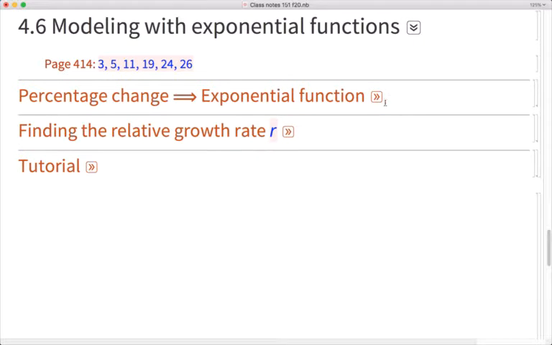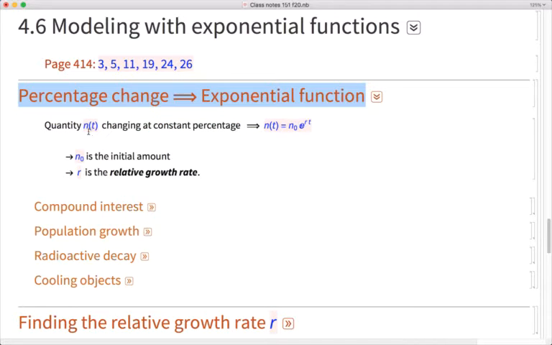Okay, so 4.6 is about modeling physical phenomena with exponential functions. The real thing I want to emphasize here is this general concept. When you have a quantity that's changing by a certain fixed percentage per input, per time, or per distance, whatever, if the change is a percentage change, then you're always going to expect that the amount you'll have will have an exponential function for a formula.